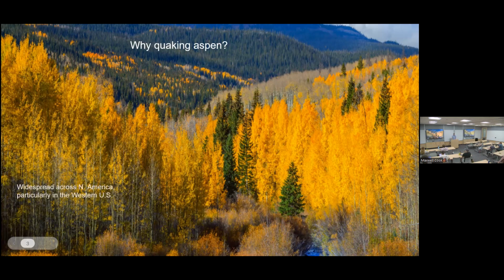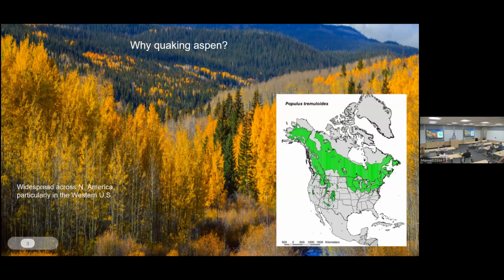Oh, sorry, I forgot I had animations here. So here's the range map. This is an older range map of quaking aspen distribution in North America. So as you can see, it's really widespread in boreal Canada and Alaska. But then we also have a whole lot of it here in Colorado in the Southern Rocky Mountain ecoregion, with a lot also in the Colorado Plateau and the Northern Rockies.